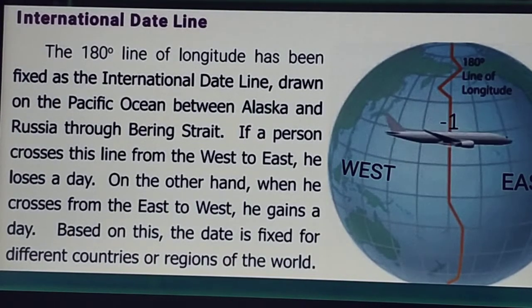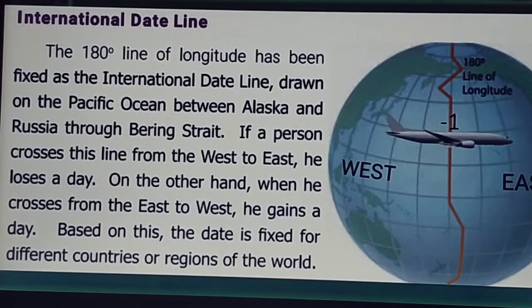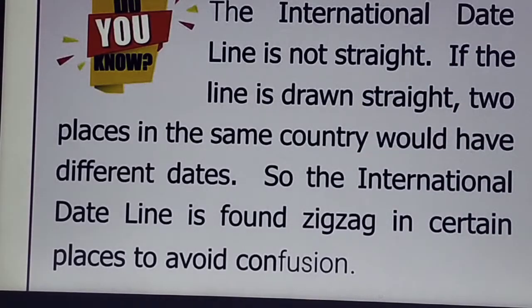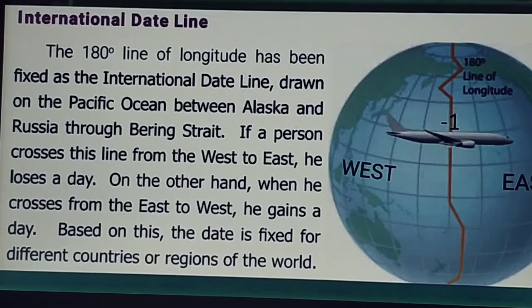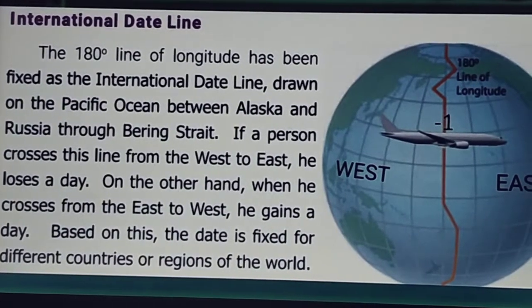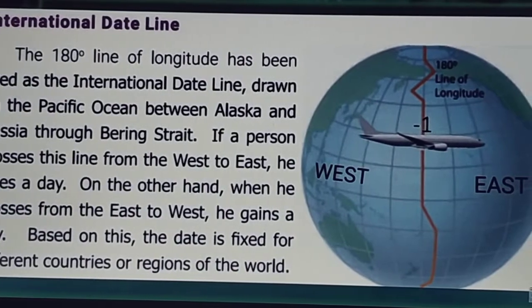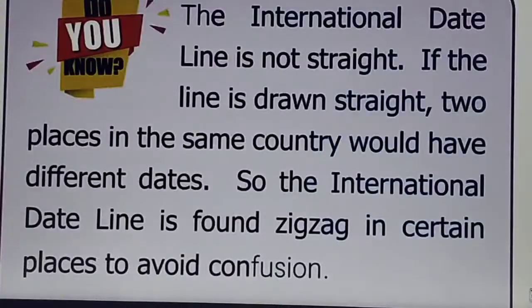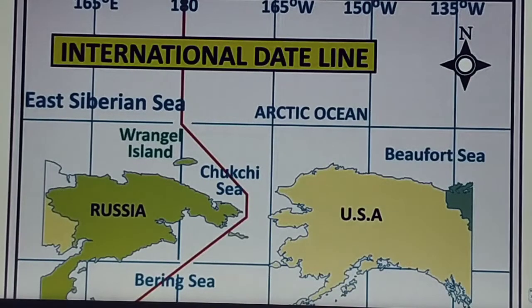Do you know? The international date line is not straight. If the line is drawn straight, two places in the same country will have different dates. So the international date line is zigzag in certain places to avoid confusion. Look at the picture. The international date line is zigzag.